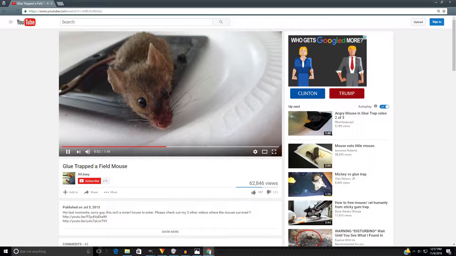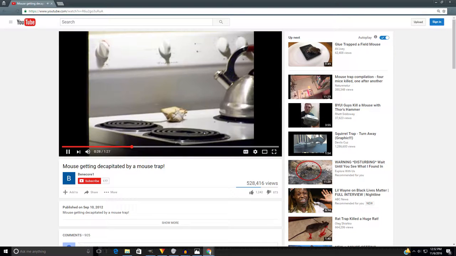Anyway, this one here: glue trapped field mouse. That's an interesting one to watch. Mouse getting decapitated by a mouse trap. If you notice the spot of blood up next to the stove knob, that is the mouse's brain, which is ejected when the mouse trap closes. That is up to the general public with no content warning.